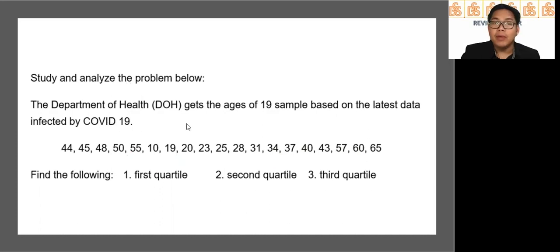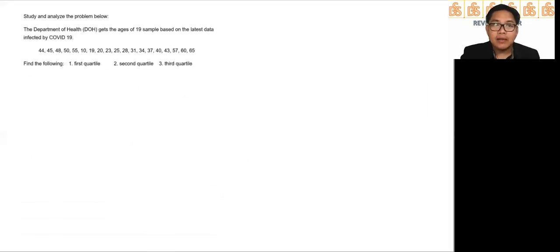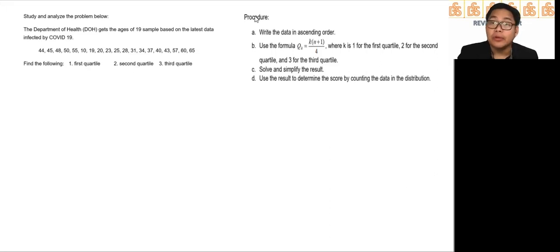Let us solve and analyze this problem. The Department of Health, or DOH, gets the ages of 19 samples based on the latest data of people infected by COVID-19. So these are the data. Our goal is to find the first quartile, second quartile, and third quartile. How are we going to do that? Do you have any idea? This is the problem, and these are our steps to solve it.